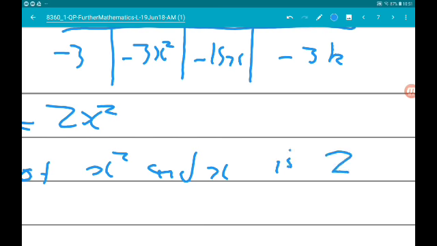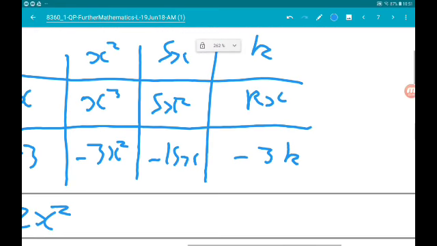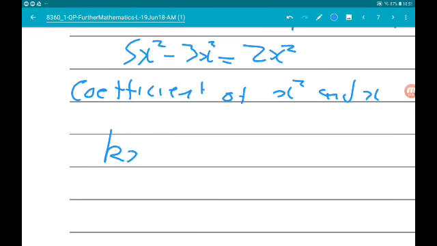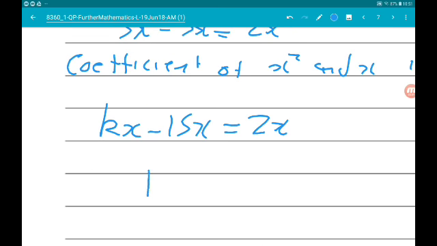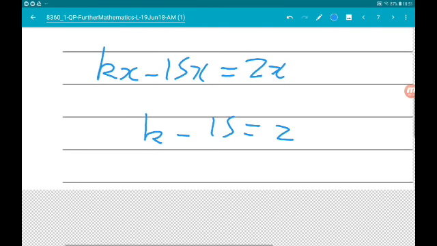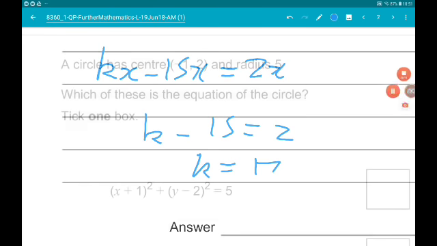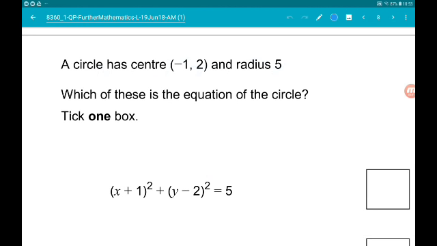Now what's going to happen at the moment, our coefficient of x is going to have a k involved. So we know that kx minus 15x has to be 2x. Now if we divide through by x, k minus 15 is equal to 2, add 15, k is equal to 17.